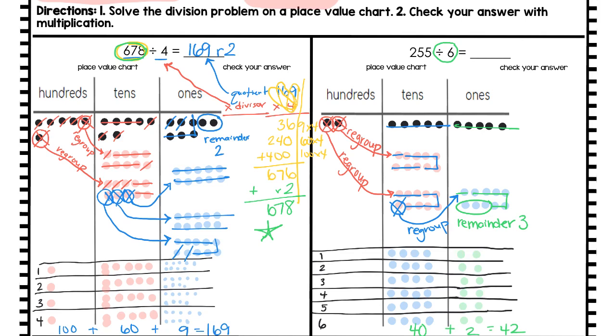Therefore, 255 divided by 6 equals 42 in each group with a remainder of 3. Now let's check our answer. So we have our quotient of 42 times our divisor of 6. So we're multiplying those together.